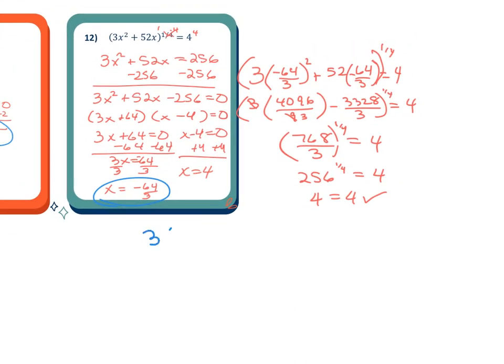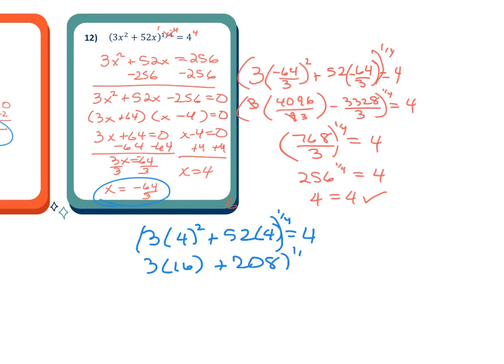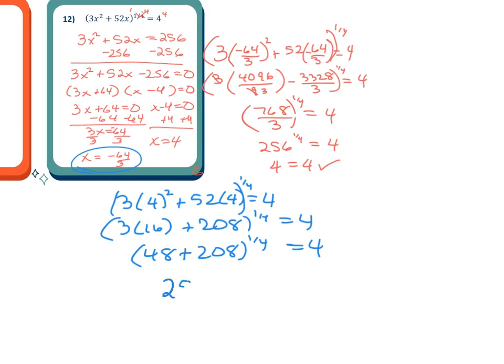So 3 times 4 squared plus 52 times 4 equals 4. And again, remember, this is all raised to the 1/4 power. So 3 times 16 plus 52 times 4 is 208, still to the 1/4. 16 times 3 is 48, plus 208 is 256. 256 to the 1/4 power is 4, so 4 equals 4. This one also checks.